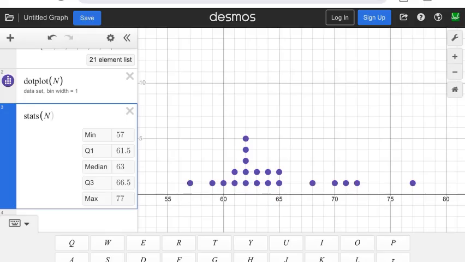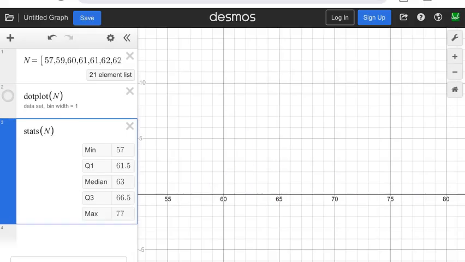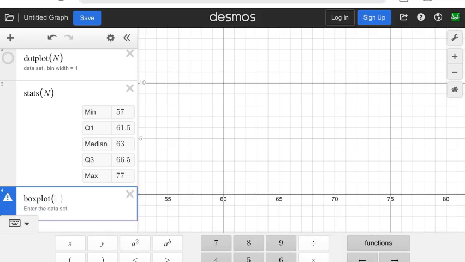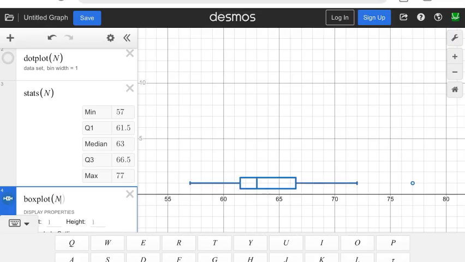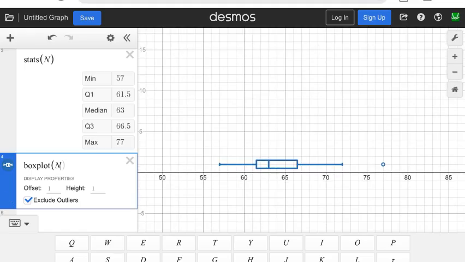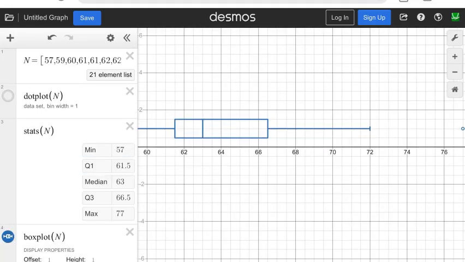Okay, let's have Desmos make this box plot for us. I'm going to turn the dot plot off just by clicking the color. I'm going to go here and type box plot of N. You can zoom in and out.